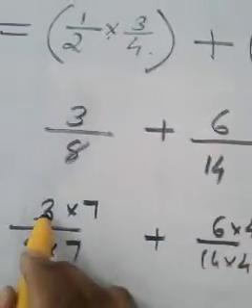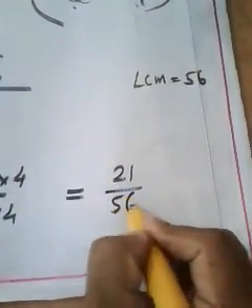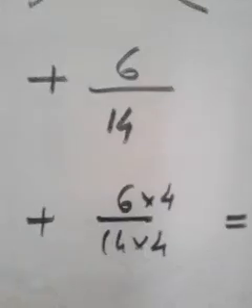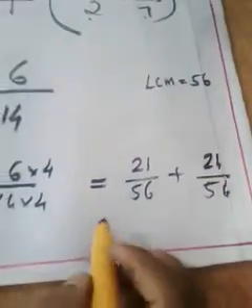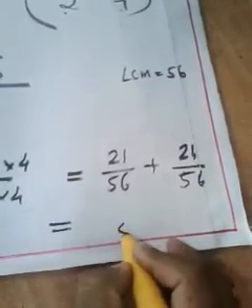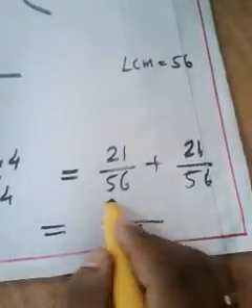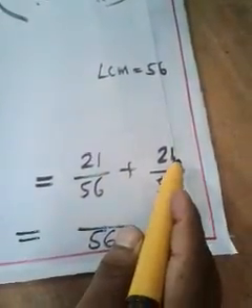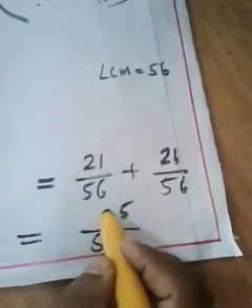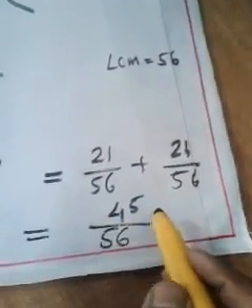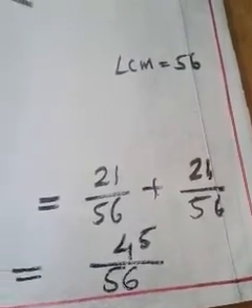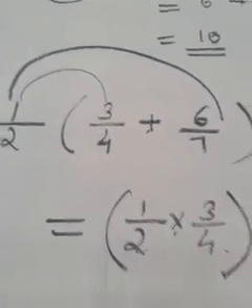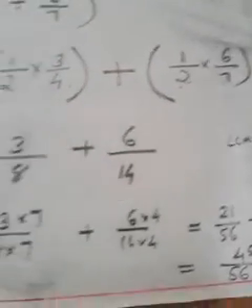Now you see, 3 into 7 is 21, 8 into 7 is 56. So 21 by 56 plus, see, 6 into 4 is 24, 24 by 56. So what will the answer be? The denominator is the same, so just write that. 21 plus 24, what is that? 45. The answer will be 45 by 56. And this is the solution of that question by using the distributivity property.